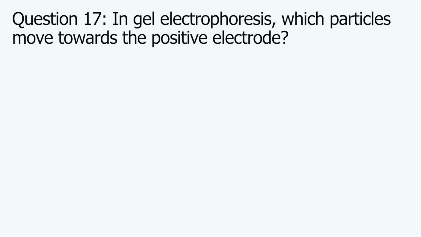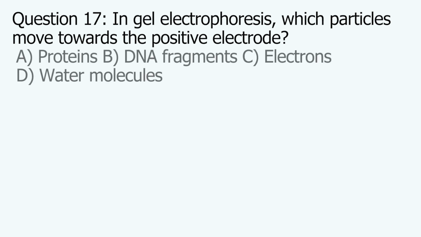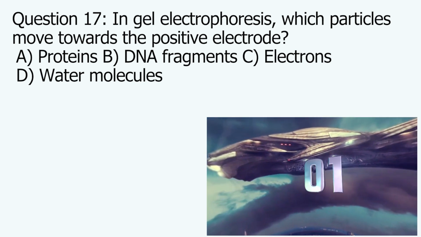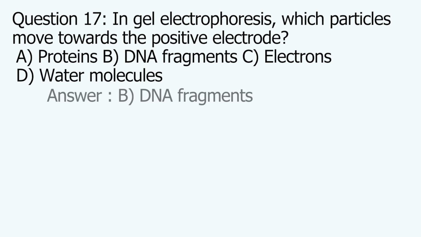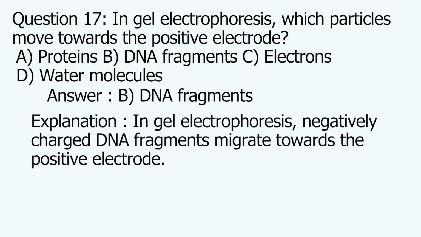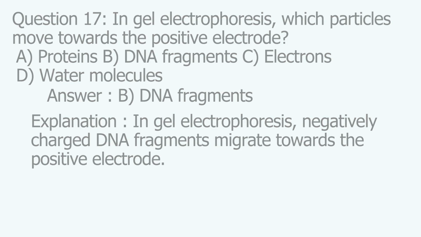Question 17. In gel electrophoresis, which particles move towards the positive electrode? A. Proteins. B. DNA fragments. C. Electrons. D. Water molecules. Answer. B. DNA fragments. Explanation. In gel electrophoresis, negatively charged DNA fragments migrate towards the positive electrode.